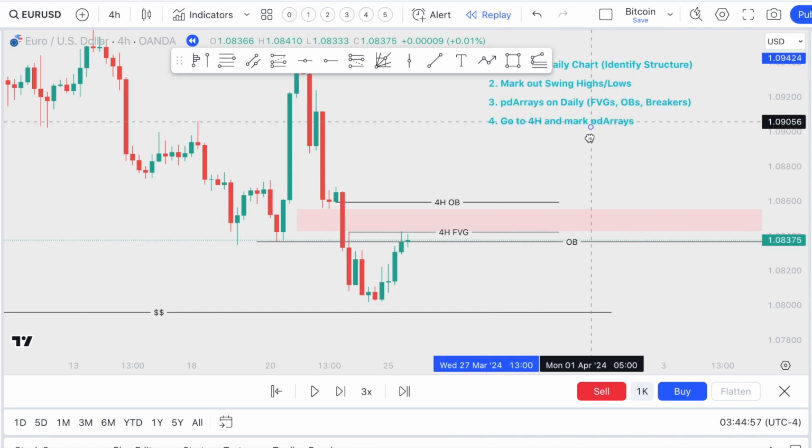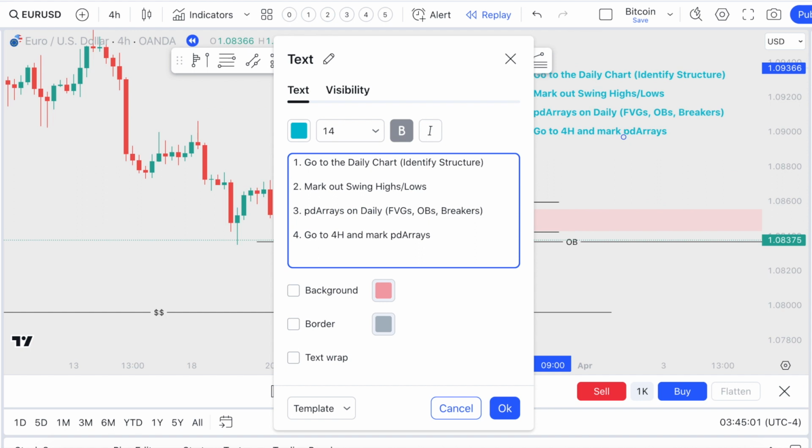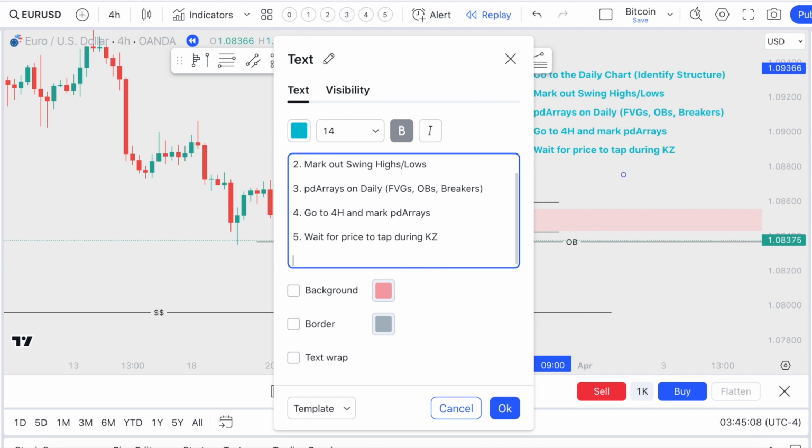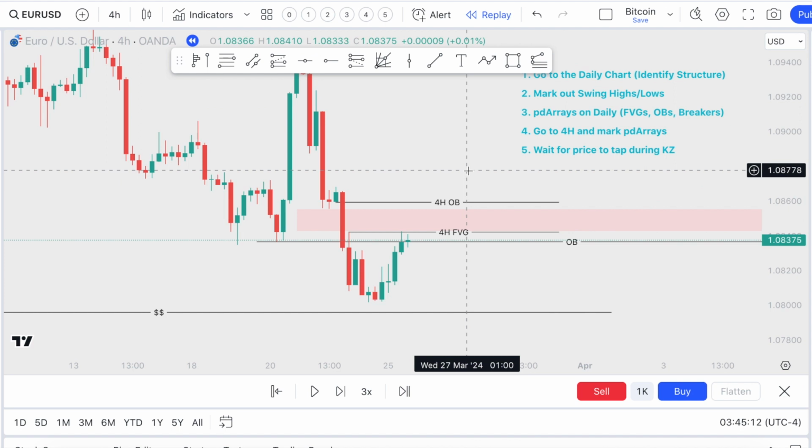Now once they're marked out, what I'm going to do next is wait for price to tap it during a kill zone. Wait for price to tap during kill zone, right? So New York would be 7 to 9 a.m. Sorry, 7 to 10 a.m. Eastern Time. London would be 2 to 5 a.m. Eastern Time.